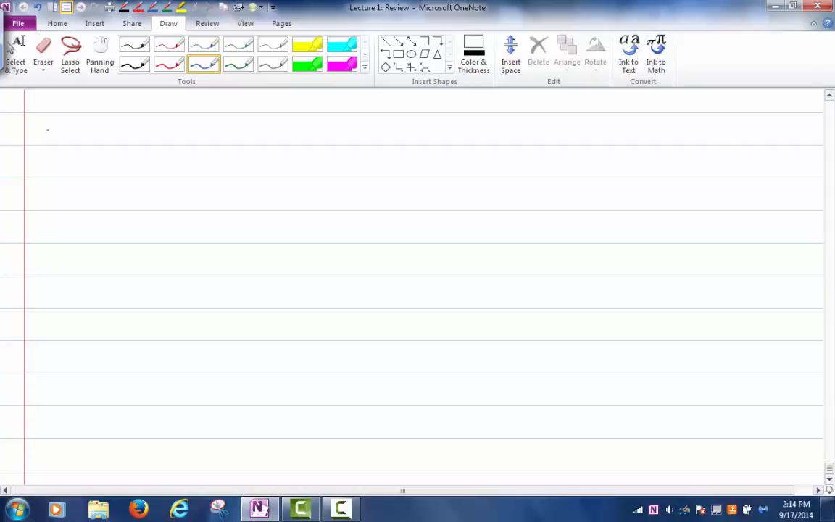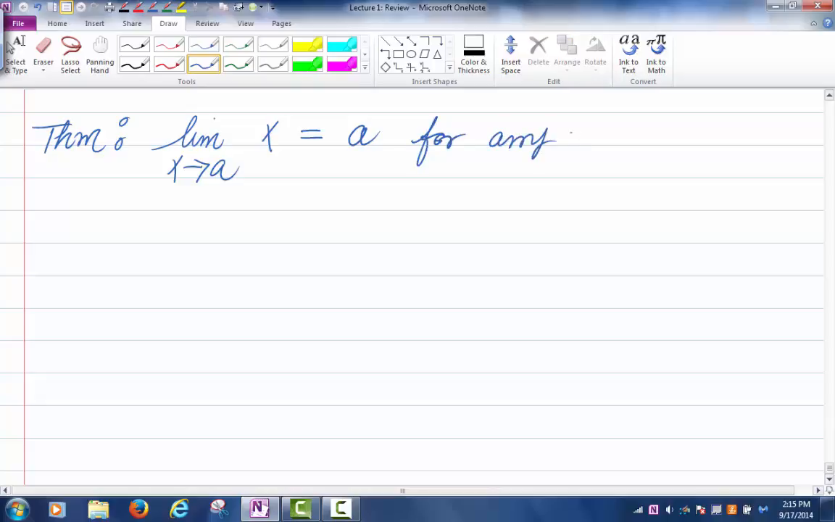The second rule we are going to use is that the limit as x going to a of the function x, I'm saying what's the limit of x as x goes to a, right? What's the limit of x as x goes to a? Well, as x goes to a, x goes to a, right? So the limit should be a for any real number a.